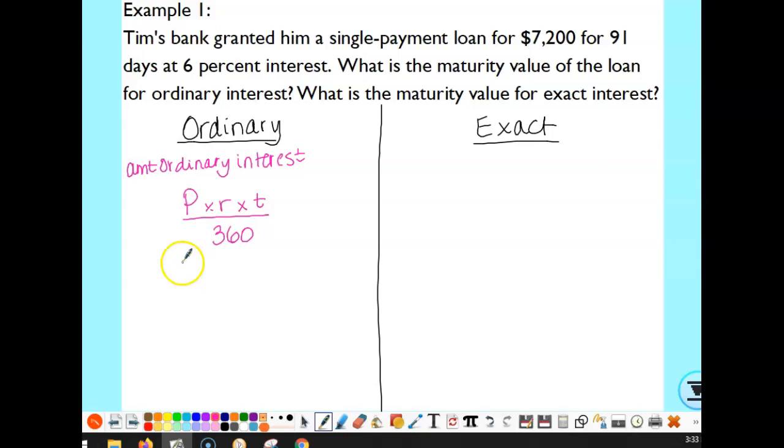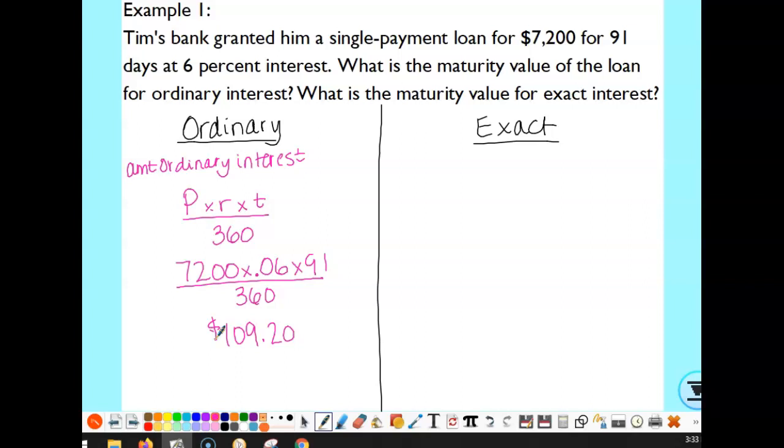So we are going to take 7,200 times the rate, and again this has to be in decimal form, so 0.06, times 91 because that's how many days this is for. Oops, 91, not 90. And then we're going to divide that by 360. So we get 7,200 times 0.06 times 91, divided by 360, and the amount of interest that we have to pay is $109.20.